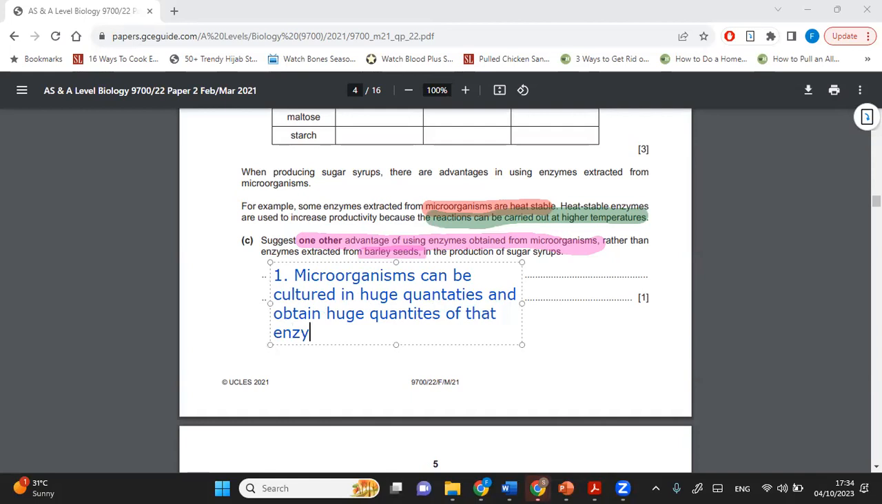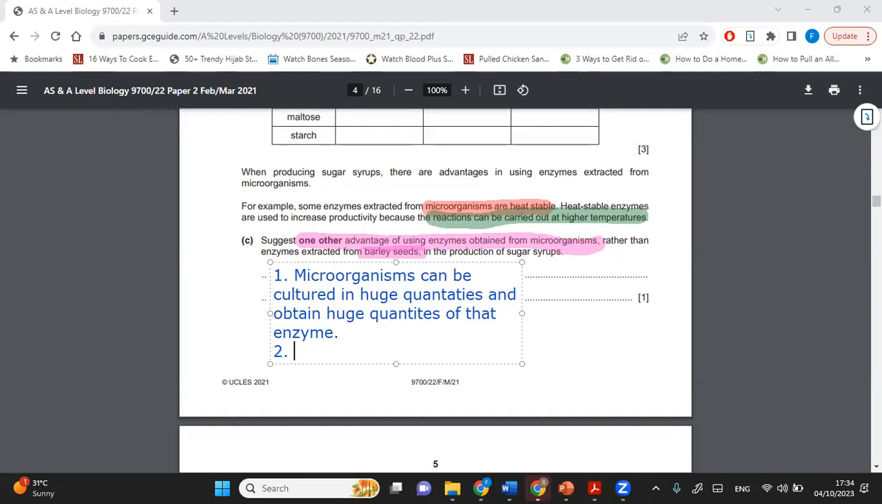If I'm using barley seeds, then obviously the amount of barley seeds I can use is limited, right? But with microorganisms, I just need to culture them. That's it. And they will grow by themselves, and they will divide and I will get huge quantities of the microorganism. So I can also get huge quantities of enzymes. Can you think of anything I should add? Any other advantage?